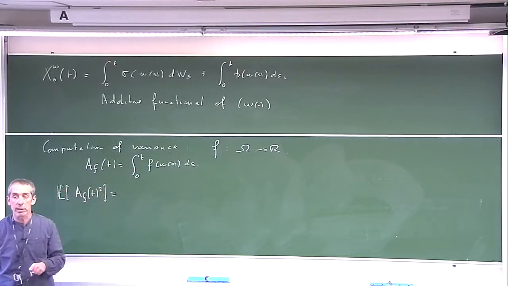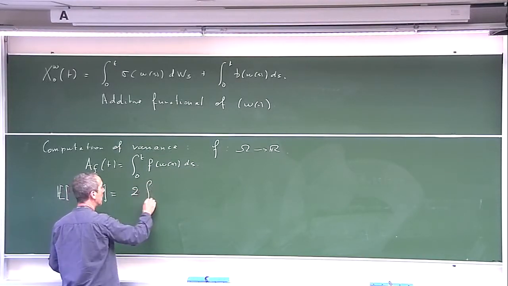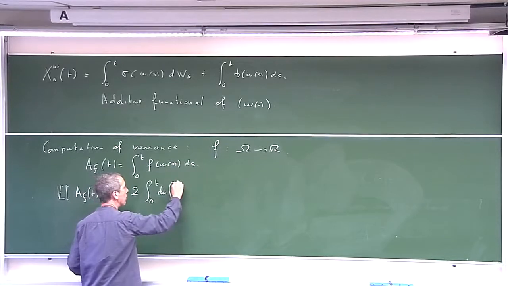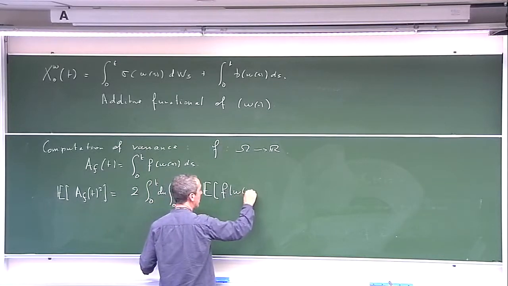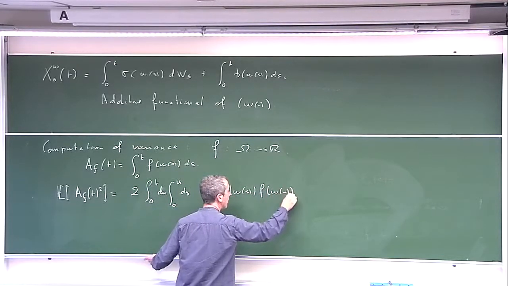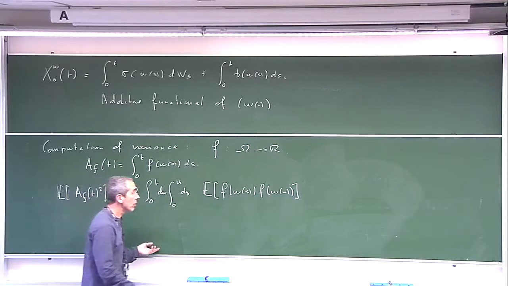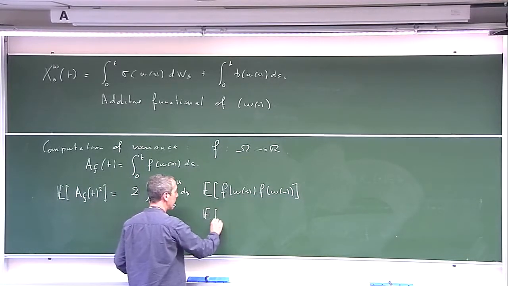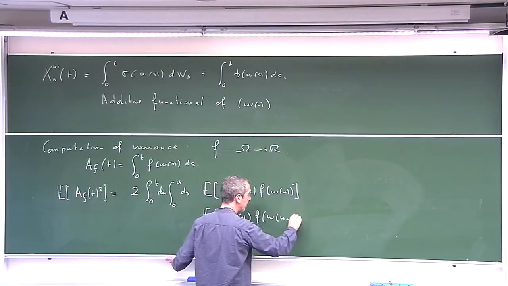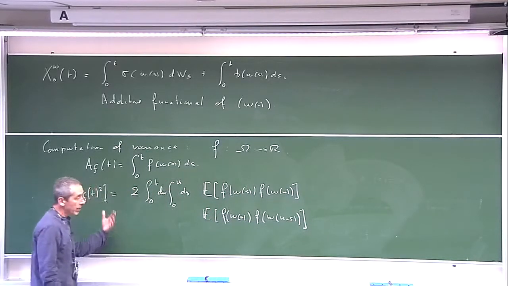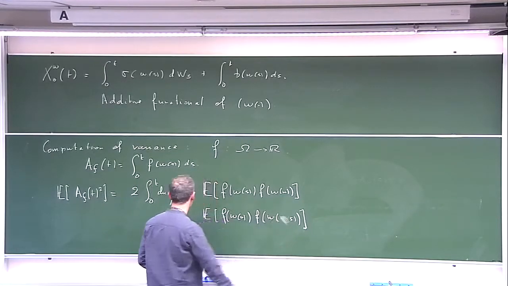Okay, so you write what this is. Now, this is a square of this integral. Split the integral into two parts, you get a 2 times the integral from 0 to t du, integral from 0 to u ds. And then you have the expectation of f of omega of s, f omega of u. Now, I have a stationary process, so I can change this term. Write f omega of 0, f omega of u minus s. Then you change variable, so you replace s by u minus s. That's it.